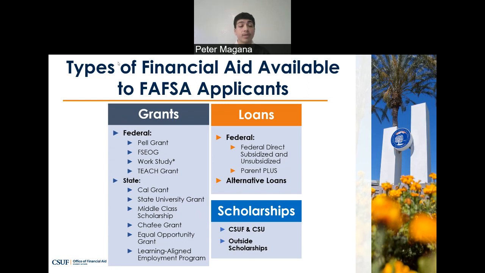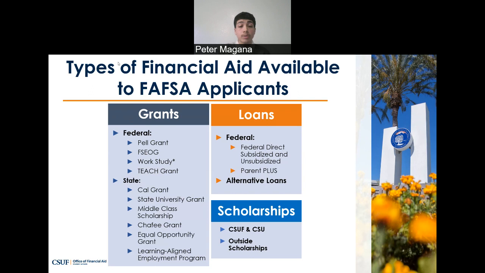So types of financial aid available for FAFSA applicants. We do have grants. We have federal aid, which includes the federal Pell Grant, federal work study, and we have state aid, which includes a variety of some. Some are given depending on income information and asset, which are Cal Grant, State University Grant, Middle Class Scholarship, Chafee Grant, the EOP Grant, and the Learning Aligned Employment Program. We also have federal loans, which include direct subsidized and unsubsidized loan, Parent Plus loans for dependent students, and any private loans that you wish to apply if additional funding is needed.